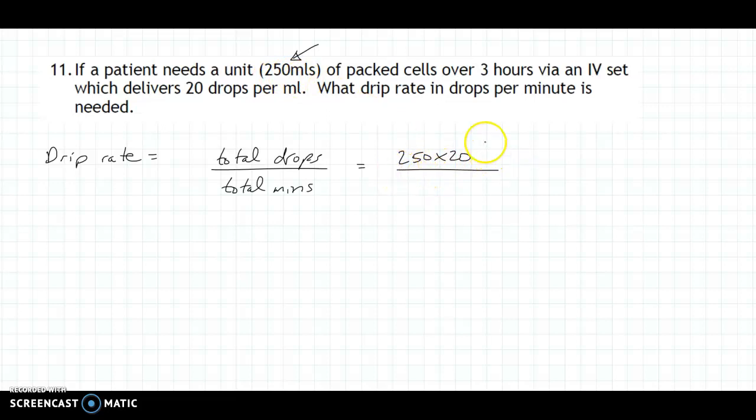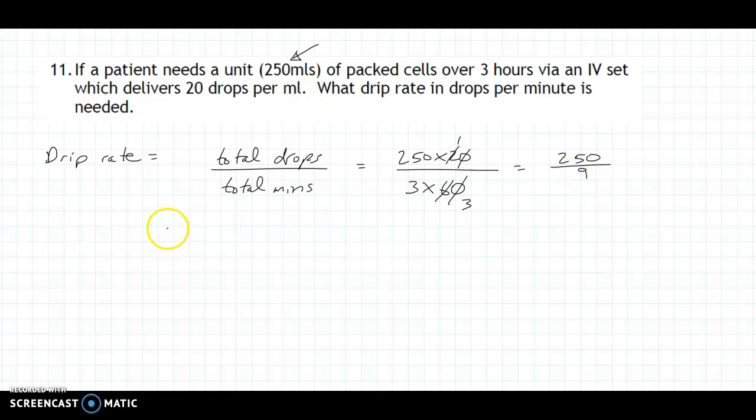Divided by total minutes, which will be 3 hours, and there's 60 minutes in each hour, so it's 3 times 60. And now we're ready for cancelling here. We divide above and below by 10. There we go. And then 2 into 2 goes once, 2 into 6 goes 3 times. So now we're left with 250 divided by 9.